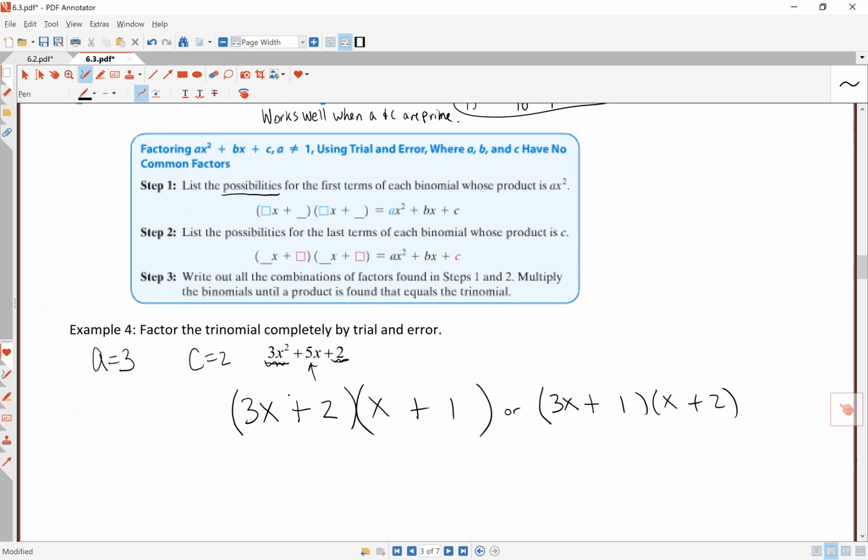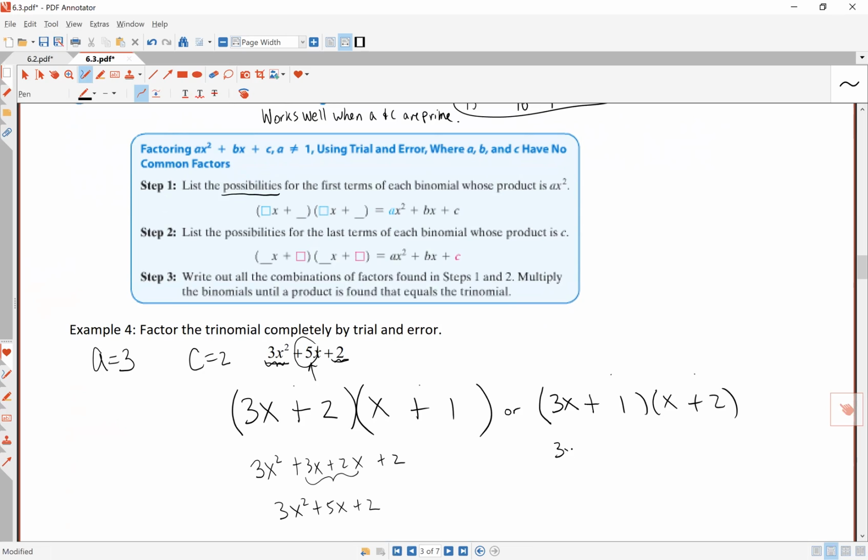I only chose the plus 2 plus 1 and the plus 1 plus 2 because I knew that it had to add up to 5 in the middle, or a positive 5 in the middle. So now we just check which one of these gives us 5. The first one gives us 3x squared plus 3x plus 2x plus 2. And that is the one that gives us 5x in the middle.